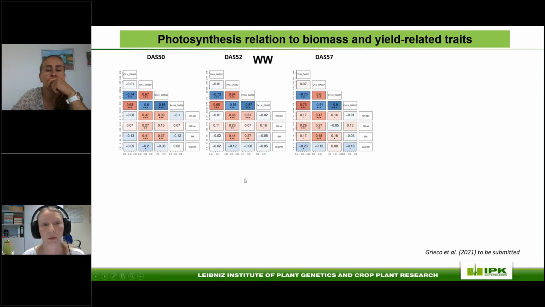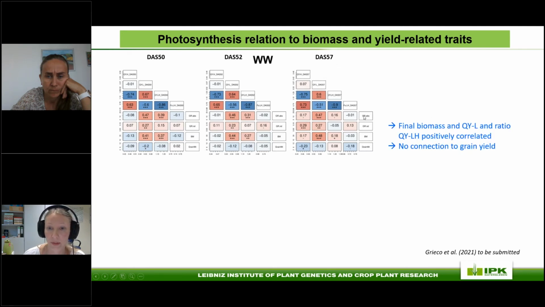We then looked at the correlation of photosynthesis to the yield-related traits, and that's in these plots, first for the well-watered conditions. You have here day 50, which would be the last day in drought, but in well-watered, of course, you don't have it. Day 52 and day 57. And what you see here is the growth rate, absolute and relative, in this recovery phase, the final biomass and the final grain weight. And here you have the QYH, QYL, the ratio, and this FS ratio.